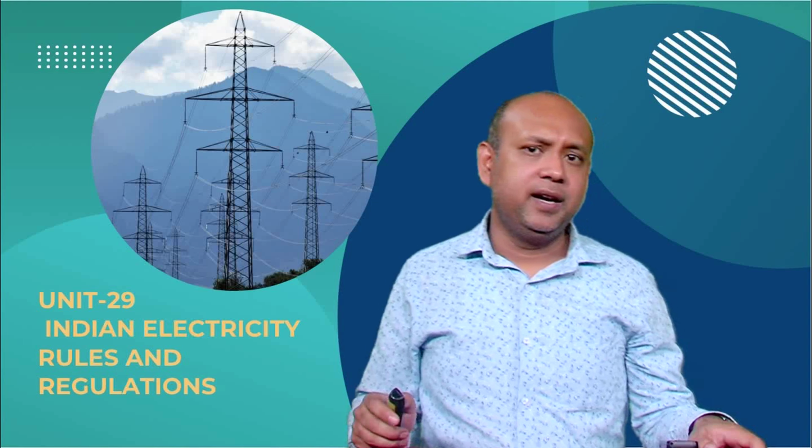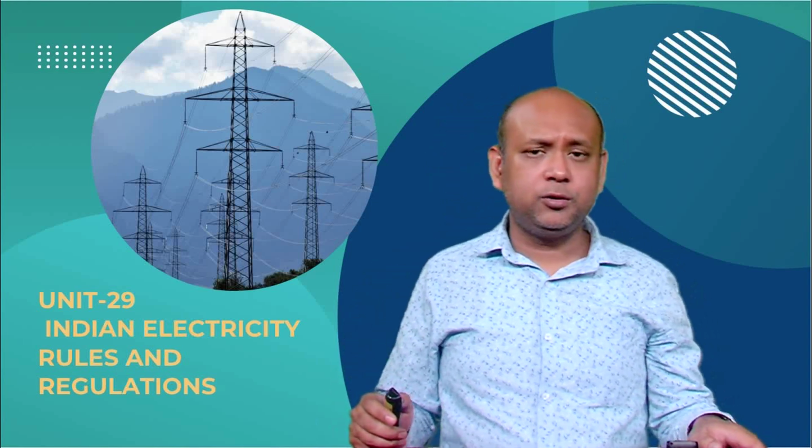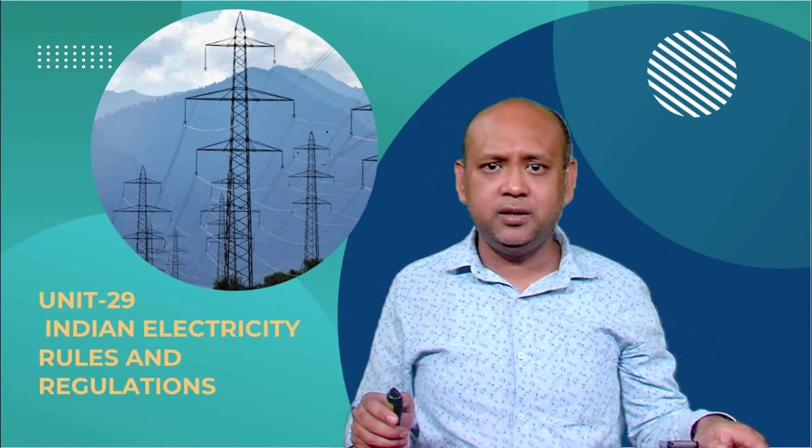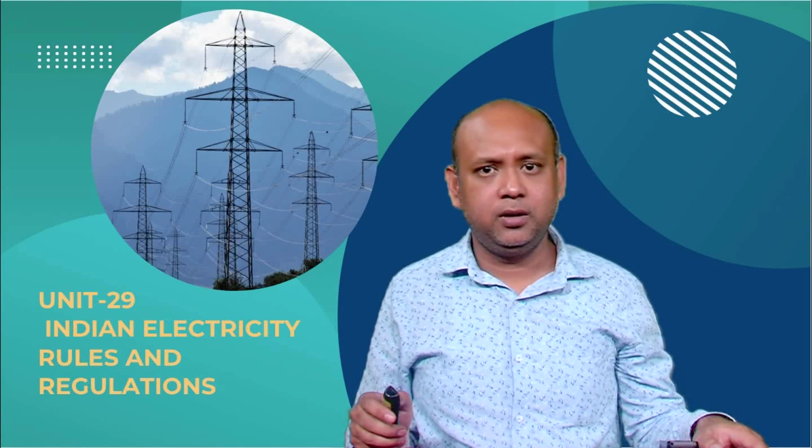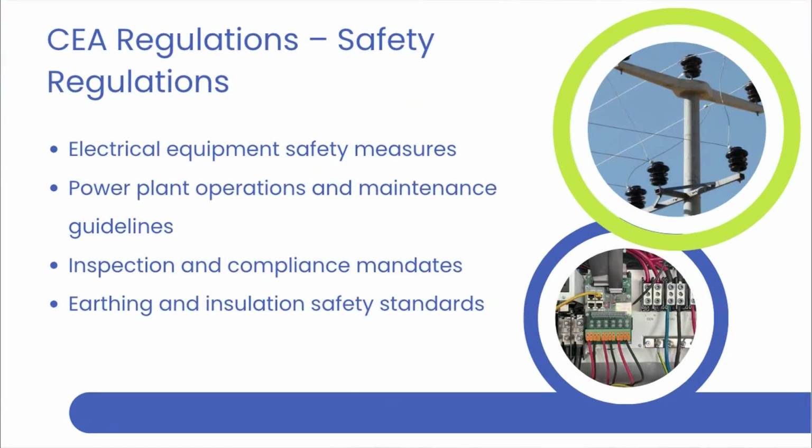The CEA sets clear regulations to minimize risk in power generation, transmission and distribution. Some key safety measures include regulations for electrical equipment and installations to prevent hazards, guidelines for power plant operations and maintenance, inspection and compliance mandates for power companies, standardized earthing and insulation requirements for all installations.